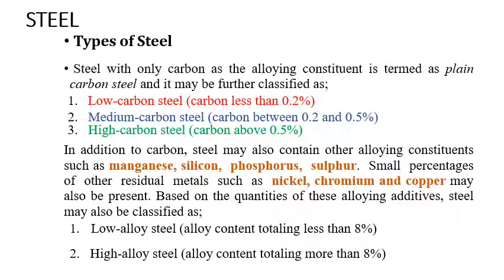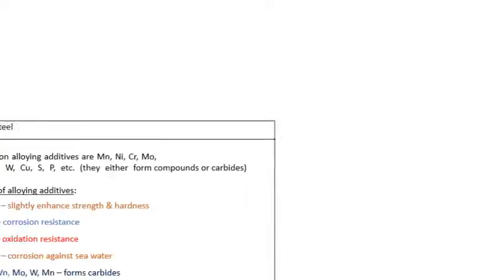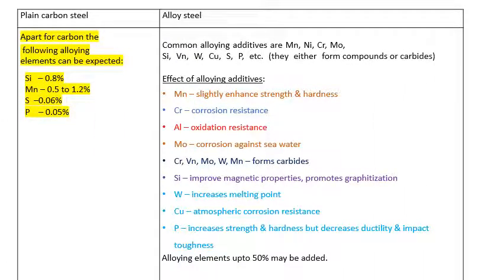So if you add four elements into the steel, manganese, silicon, nickel and chromium, and adding all four, the alloying content is more than 8%, we call them high alloy steels. Now, once we add these alloying elements into the steel, how exactly and what properties are going to change? Plain carbon steel is something in which we do not have any alloying elements.